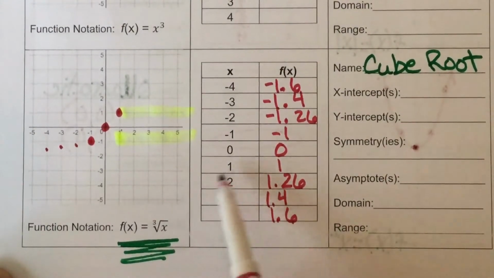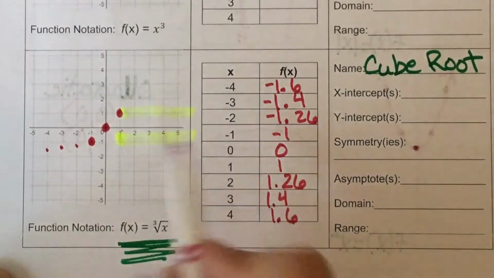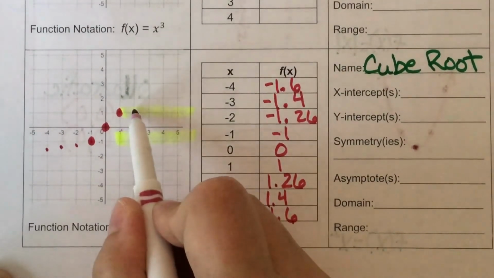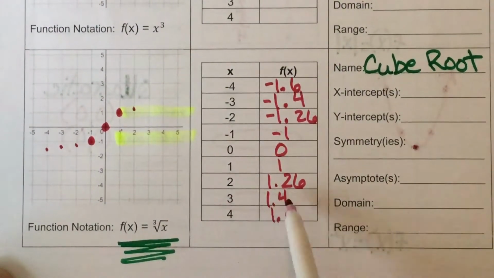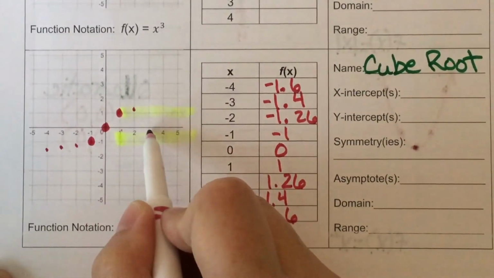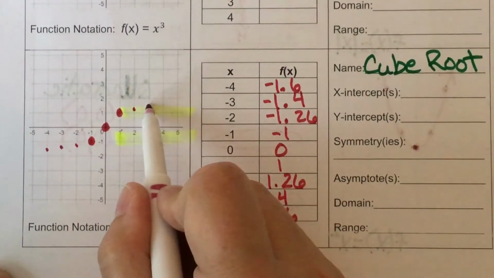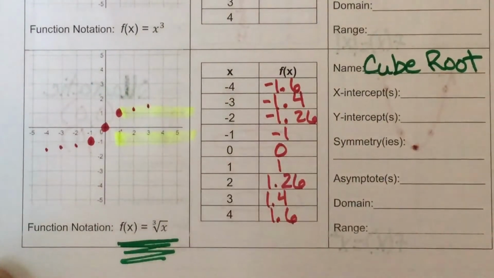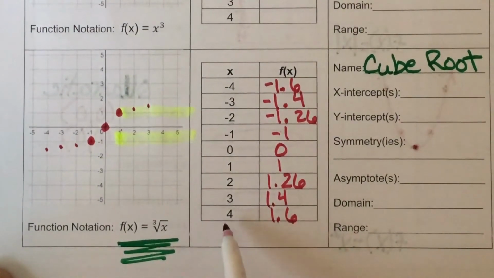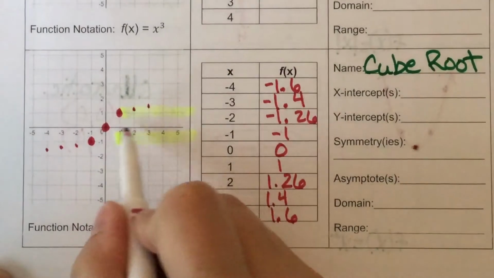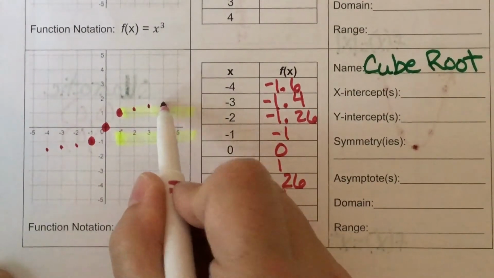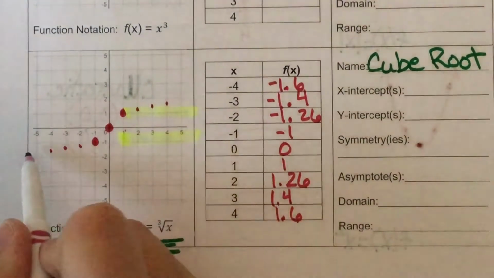This one, I'm going to go right 2 and up 1.2. So right 2 and just a little bit above the 1. Okay, this one, I'm going to go right 3 and up 1.4. So right 3 and just a little under 1.5. I don't even know if that looks like it's under 1.5. This one, I'm going to go right 4 and a little bit more than 1.5. So right 4 and a little bit more. Okay, and then I'm going to make my graph.